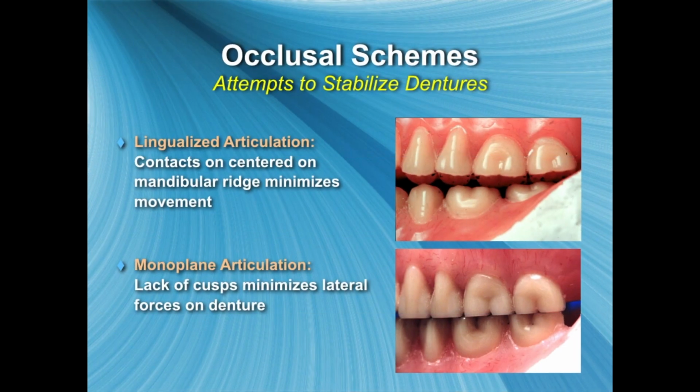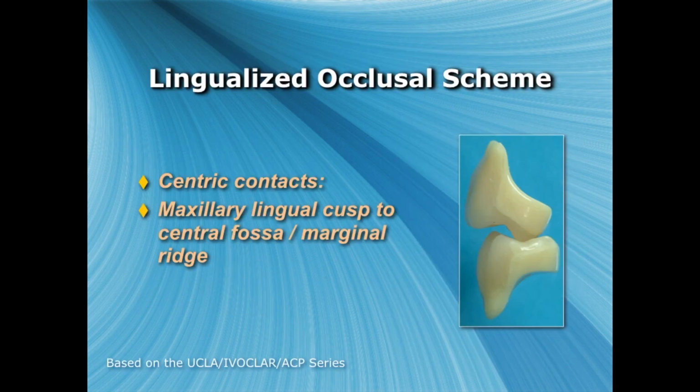Both of these occlusal schemes are attempts to stabilize dentures, which can move, tilt, and tip, causing loosening or pinching on the mucosa. In lingualized articulation, we use contacts from the maxillary lingual cusp to center on the mandibular ridge to help minimize movement of the dentures. In monoplane articulation, the elimination of cusps helps to minimize lateral forces on the denture. In the lingualized occlusal scheme, in centric, the maxillary lingual cusp is the only contact with the central fossa or marginal ridge of the opposing mandibular tooth.